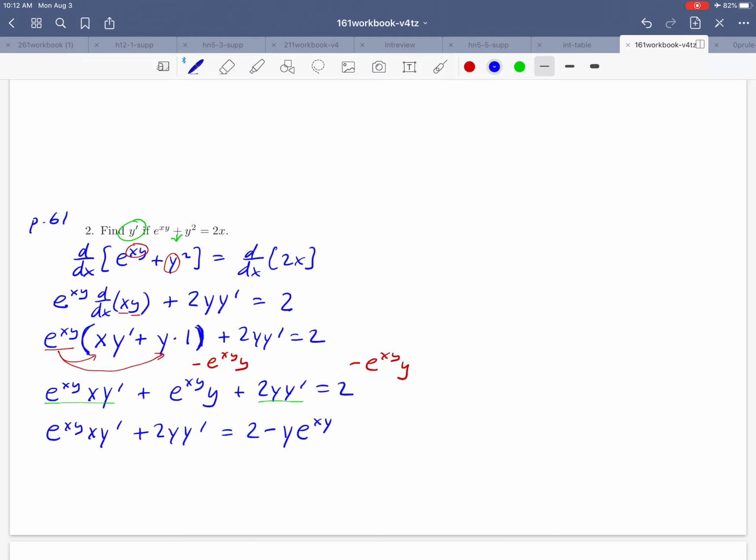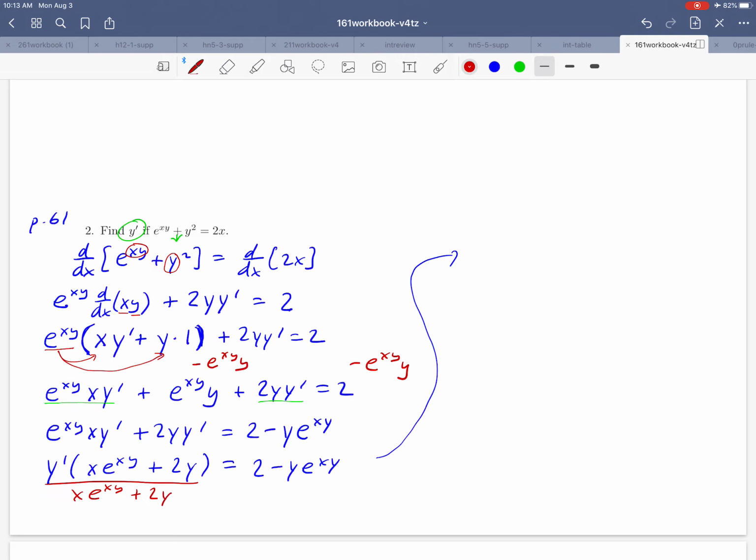Now on the left-hand side, we can factor the y prime out of there. So we'll get y prime times e to the xy times x. Actually, I'm going to put the x in front. Doesn't really matter what order you do it in, but I'm just going to make the choice to write the x first. Can you see what the last step here is? We just need to divide both sides by x e to the xy plus 2. Let's do that here. That'll get the y prime by itself.